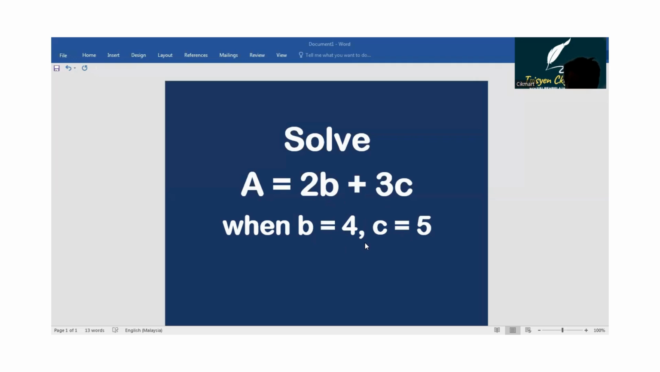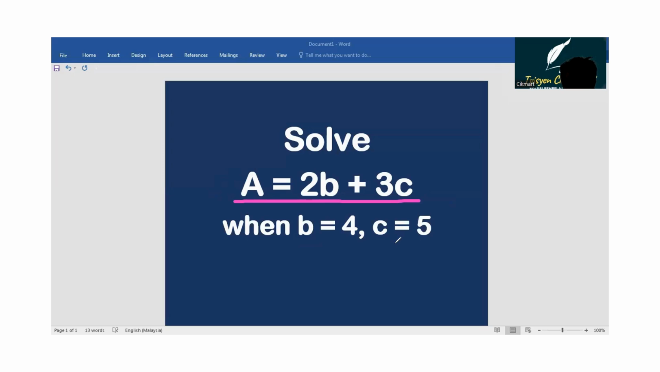Okay, by the way, what is a formula? A formula is like a mathematics recipe. It shows us how to calculate something using letters. And in this case, a equals 2b plus 3c. This is what we call a formula. Now, this means to find a, we must multiply b by 2 and multiply c by 3, then add the results together. So now we are given that b equals 4 and c equals 5.